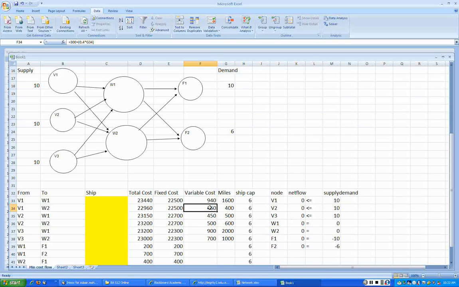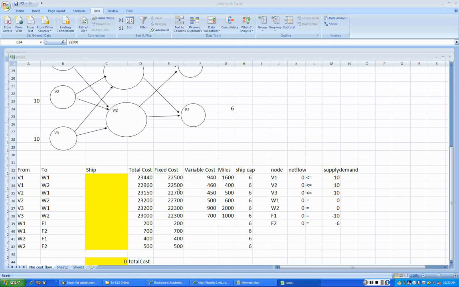Okay, then the fixed cost here is the cost of procurement. This is the cost of procurement that we have. Vendor 1 for 1 unit, or 10,000 boom boxes, is 22,500. That's what we have here.